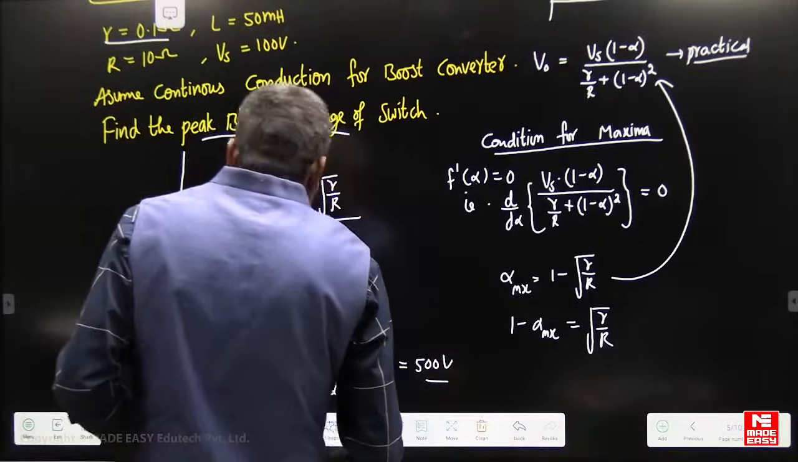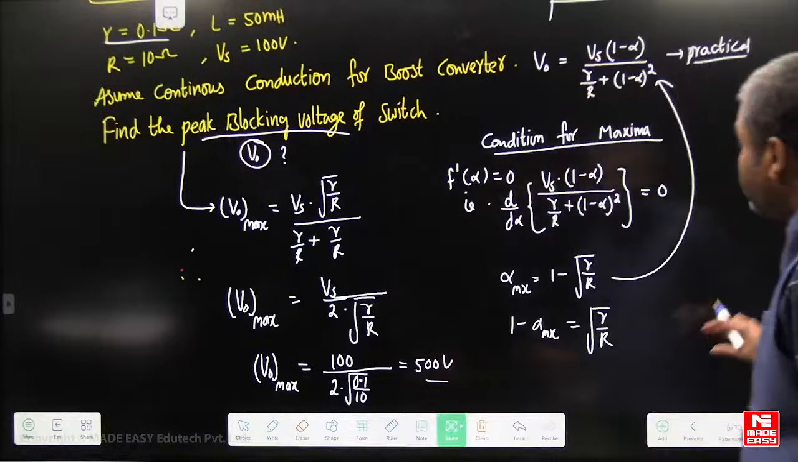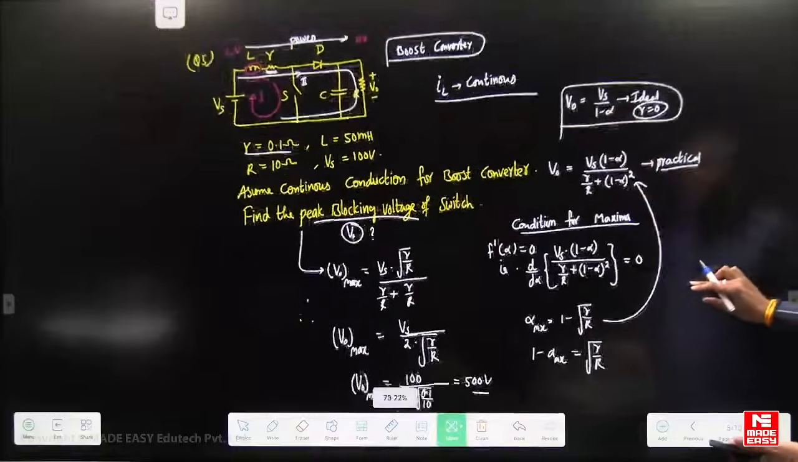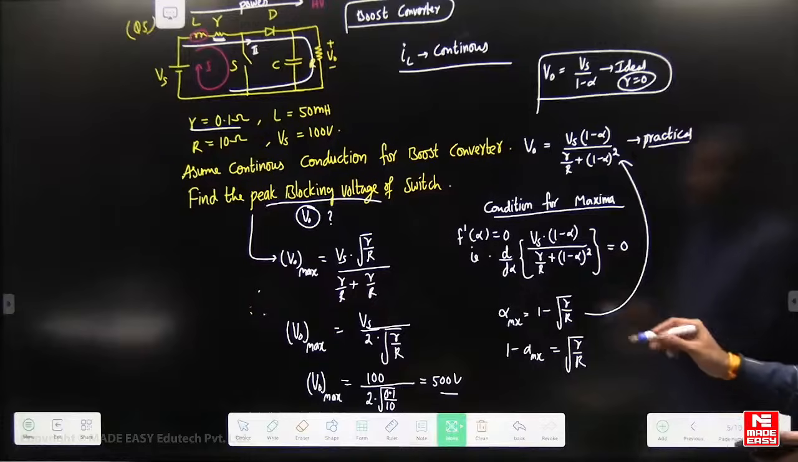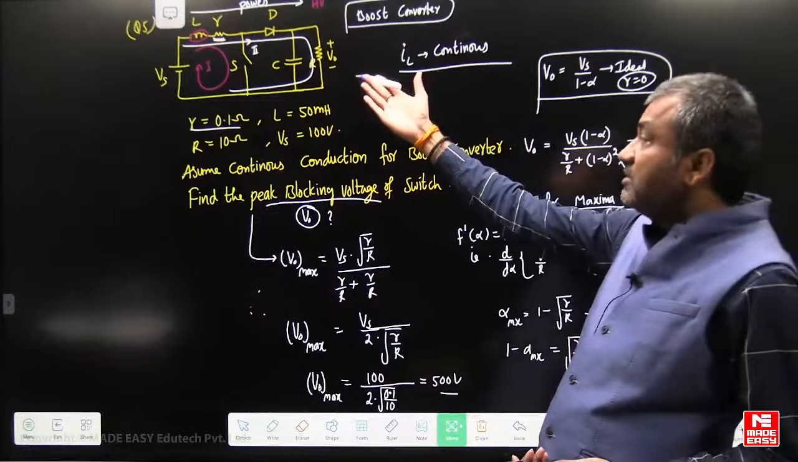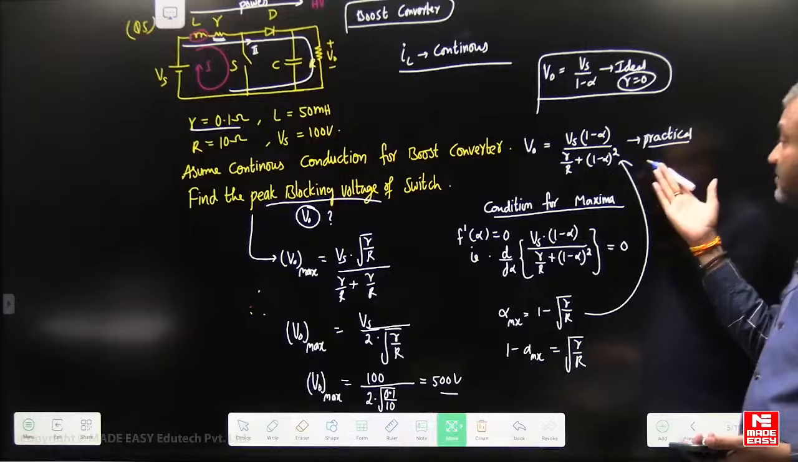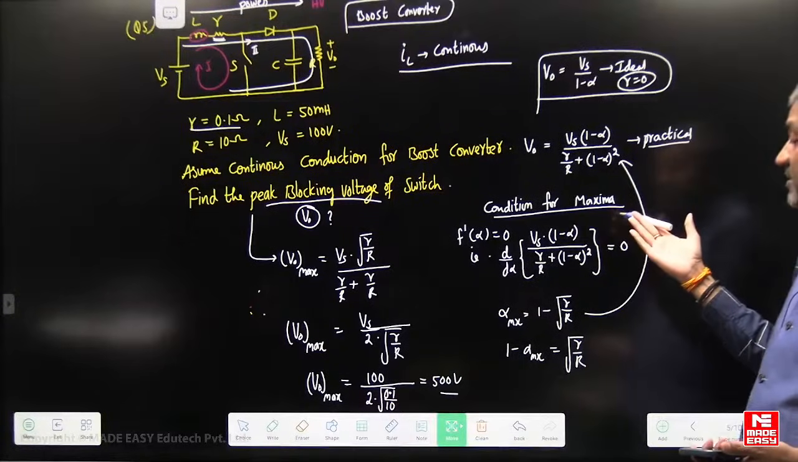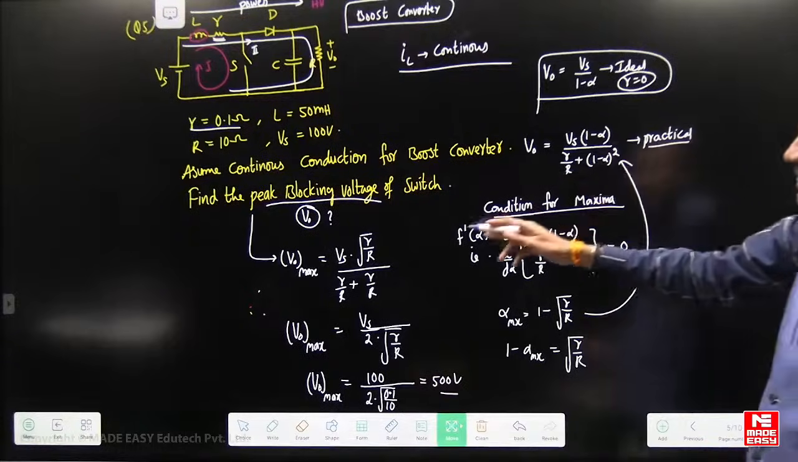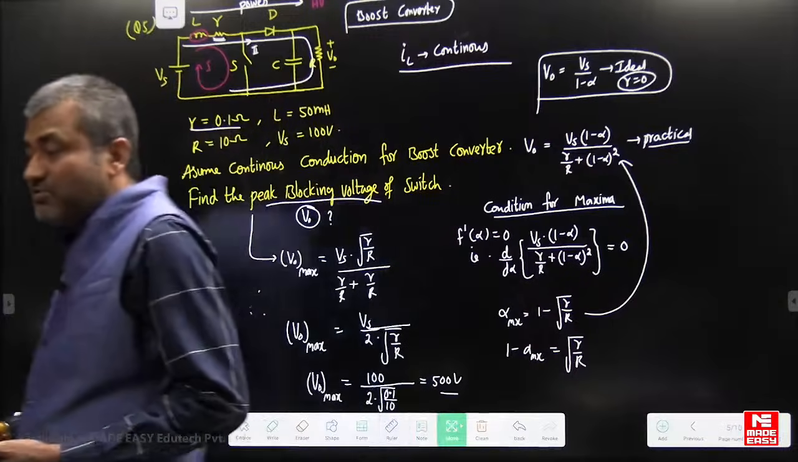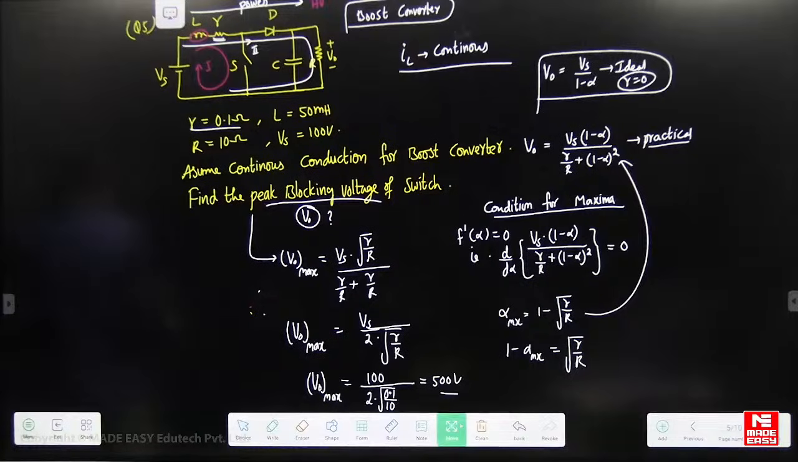So that is the peak blocking voltage of the switch. This is the point students should understand here. The main point is that the peak blocking voltage of the switch is the maximum voltage of the output. So first write down the equation for output voltage, practical case. Then the condition for maxima: if you simplify, you will get alpha maxima. Substitute this alpha maxima here so that you can calculate the maximum value of output voltage. Students, I hope the concept is clear to you. The answer is 500 volts. Yes, 500 volts is the right answer.